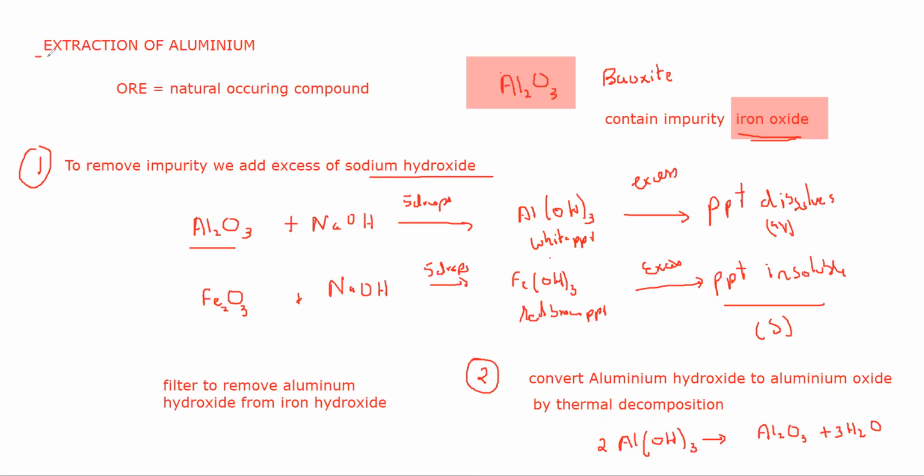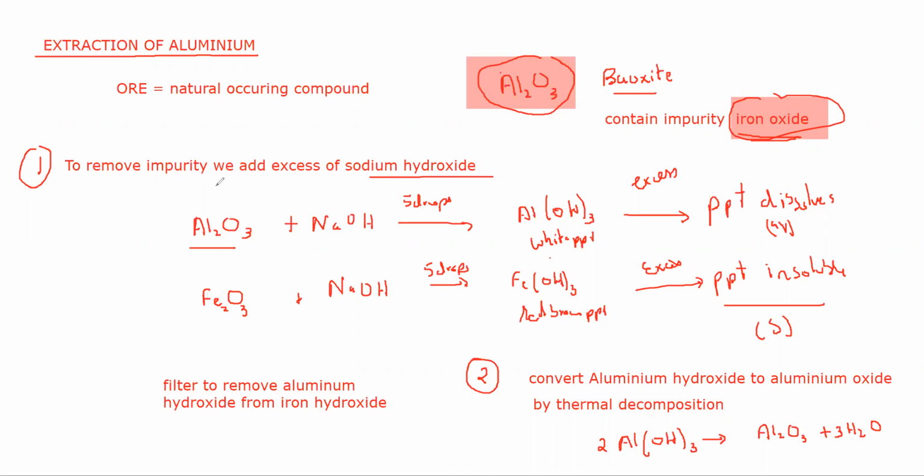So what we have to do, we have to extract the aluminium. We want to separate the aluminium. So we have the ore of aluminium, which is a naturally occurring compound. Naturally, aluminium exists as aluminium oxide, which also contains impurity iron oxide. This ore is known as bauxite ore.